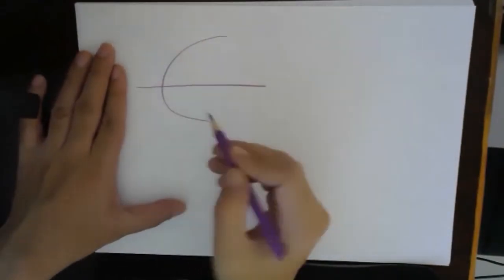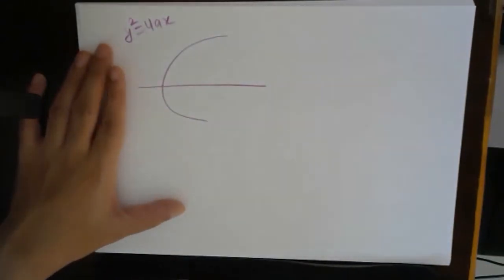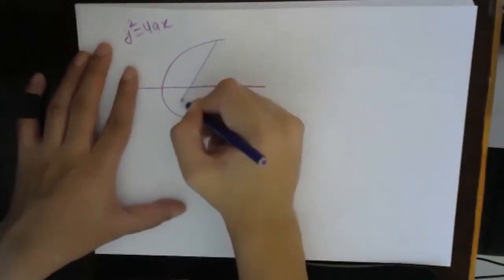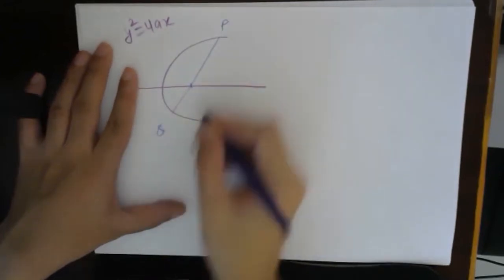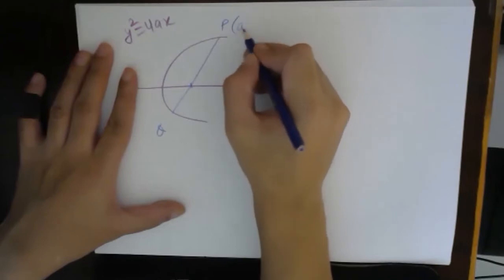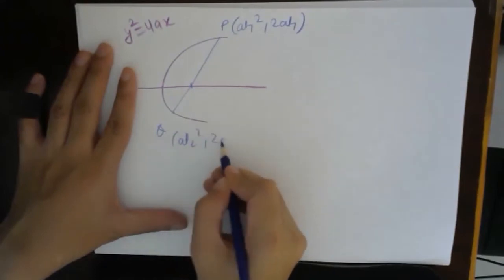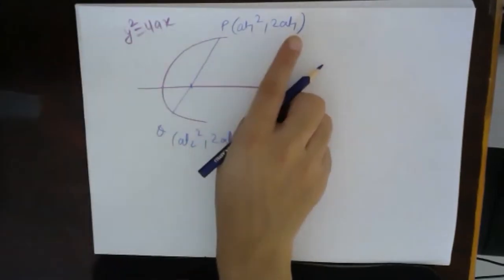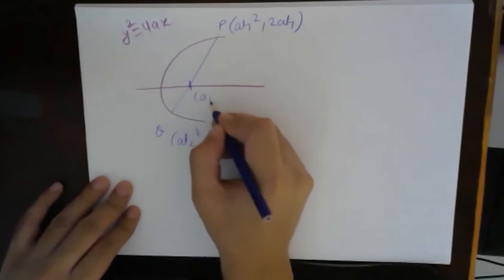Now the second most important point in parabola. The parabola is y square is equals to 4ax. Now suppose you have a focal chord. This is point P, this is point Q, and these are the parameters a t1 square comma 2a t1 and a t2 square comma 2a t2. So t1 will give you one point, t2 will give you a different point. And this point is the focus, that means a comma 0.